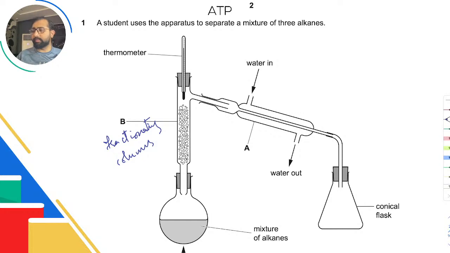And we have this thing, which is a condenser. You can write it as Liebig condenser, but even if you just mention condenser, that's also fine. You don't have to write Liebig condenser, the whole term. Of course, there's the conical flask.